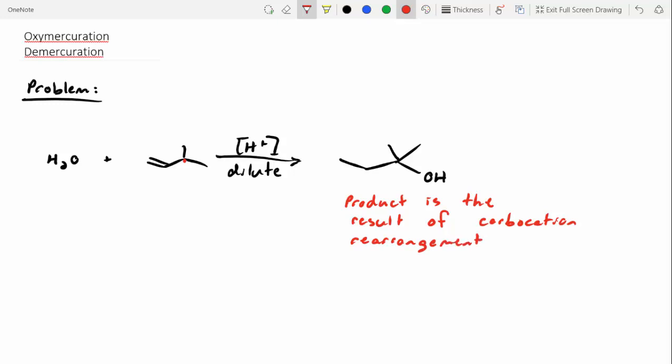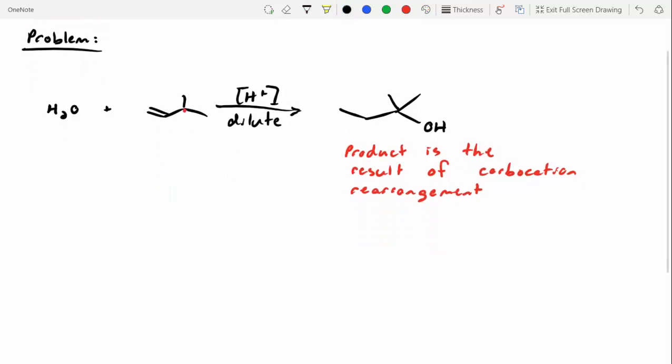But let's say I'm a chemist and I say I really don't want the alcohol there. I want the alcohol coming off of that carbon. I don't want it to undergo a rearrangement. Then we're stuck. Using acid catalyzed hydration, we can't get an alcohol installed in that position. However, there's a trick. So let's go over the trick. And the trick is to use mercuric acetate.